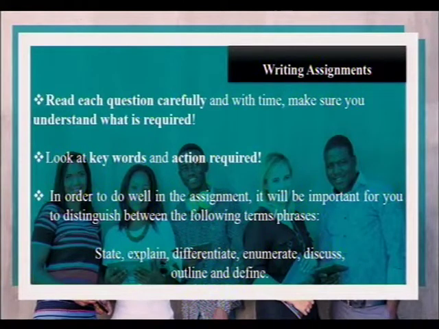Doing your assignments yourself will enable you to cover almost 60 to 80% of the work that is required for you to successfully cover the module. It's very important to read each question carefully and, with time, make sure you understand what is required from you. Look at keywords and actions required.